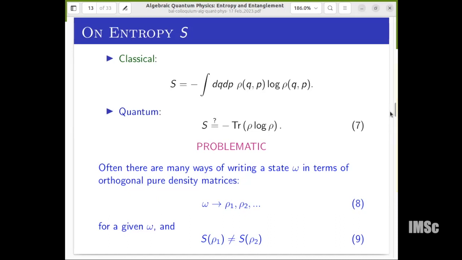This set of rho omega is called a convex set. That is, suppose omega 1 is a state and omega 2 is a state. Then lambda 1 omega 1 plus lambda 2 omega 2 is also a state, if the lambda i's are positive and sum to 1. So they form a convex set. This convex set may be what is called a simplex. I will show you pictures of simplexes. For example, a triangle is a simplex.